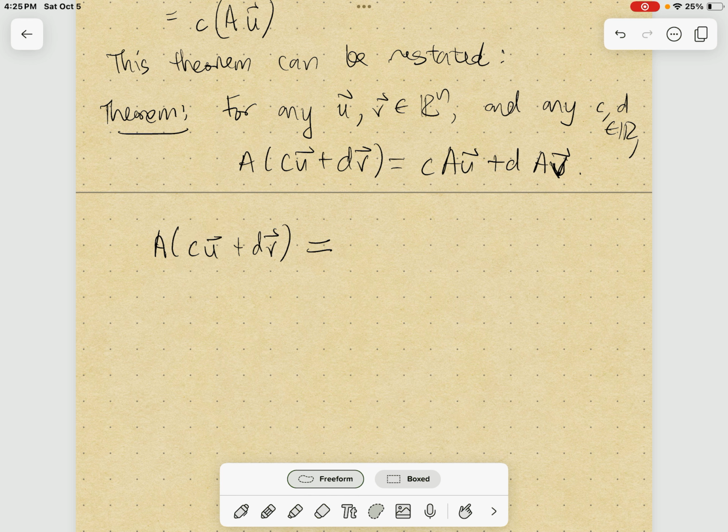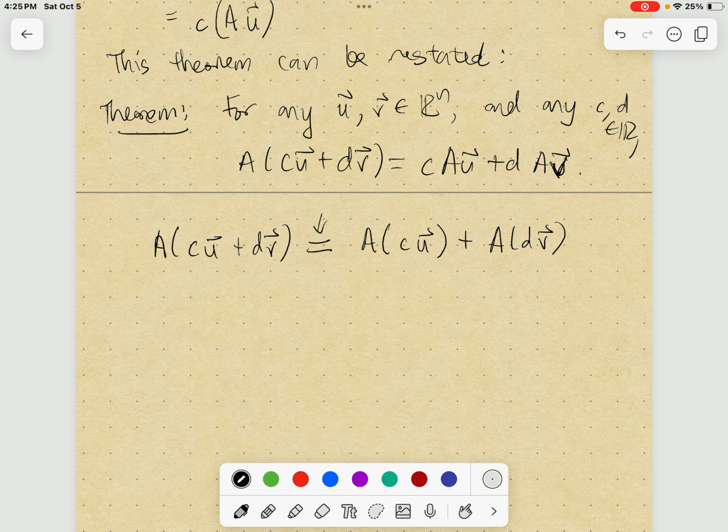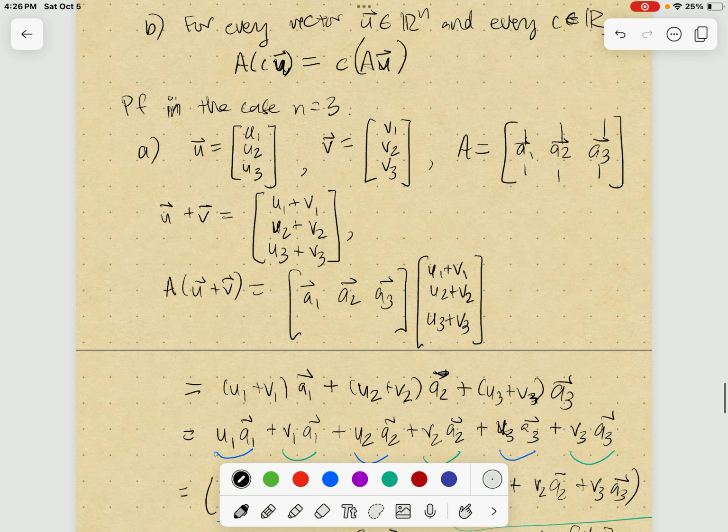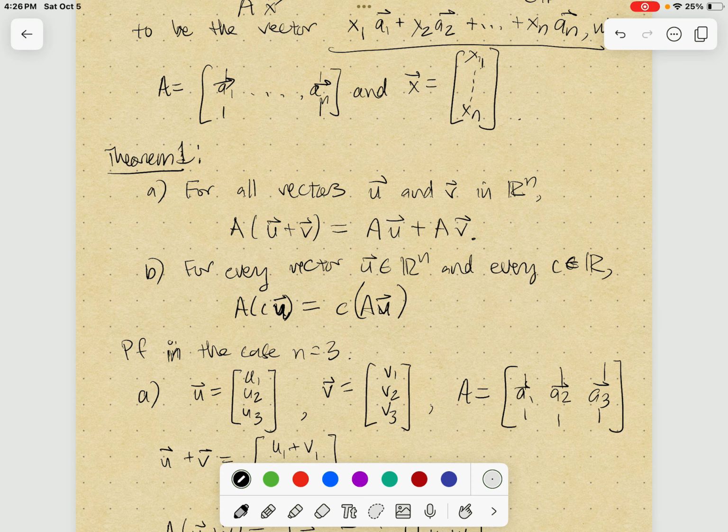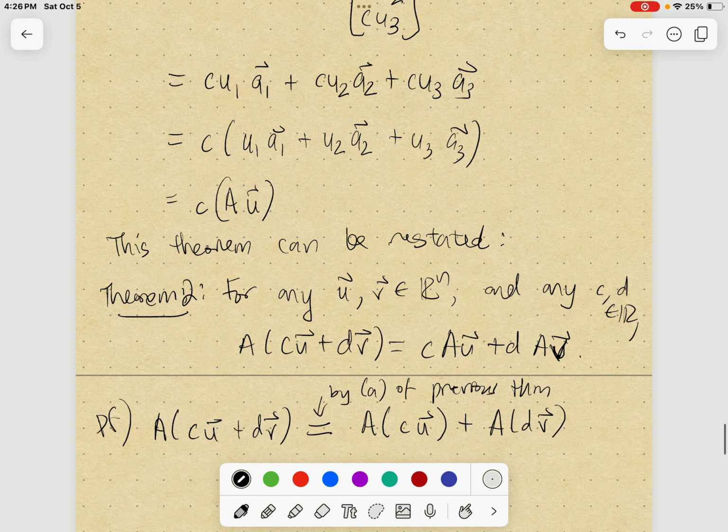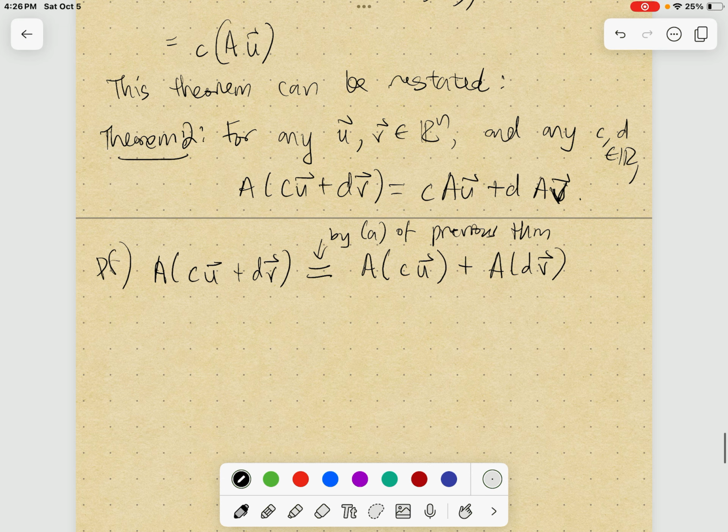And so I can apply the fact above, I can apply part A of the theorem and conclude that this is equal to A times Cu plus A times dV. So this is by part A of the previous theorem. So we're proving this theorem. Let's just call this theorem 2, and let's call this theorem 1. But theorem 2 is really a restatement of theorem 1. So by part A of theorem 1, you get this.